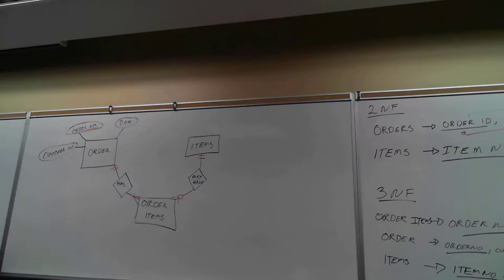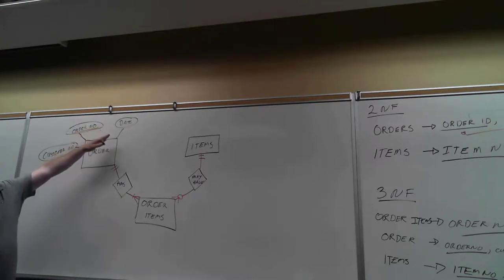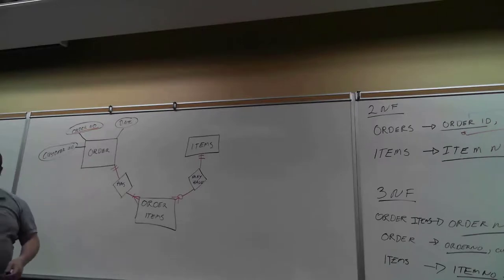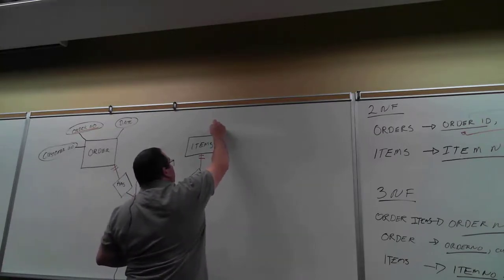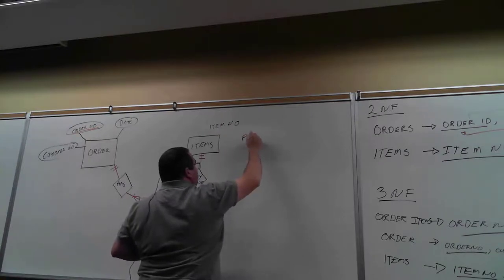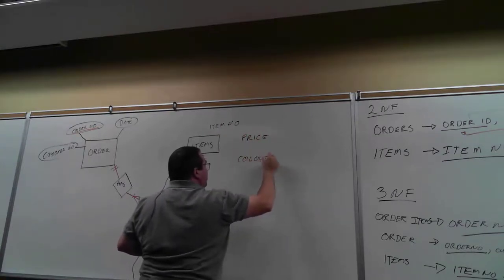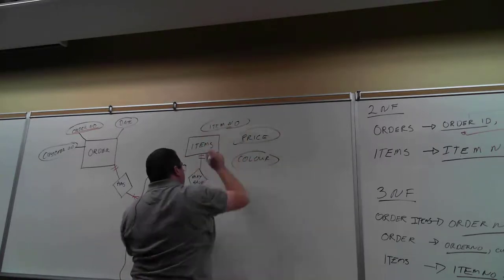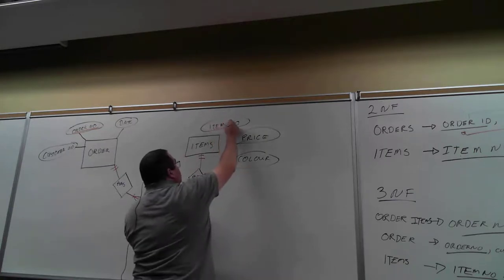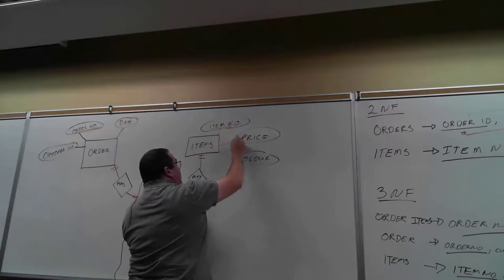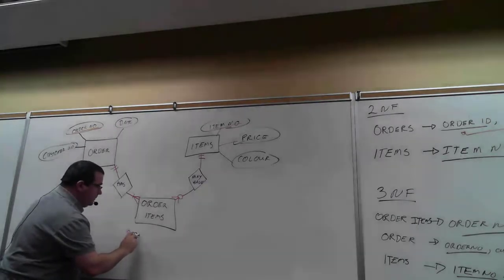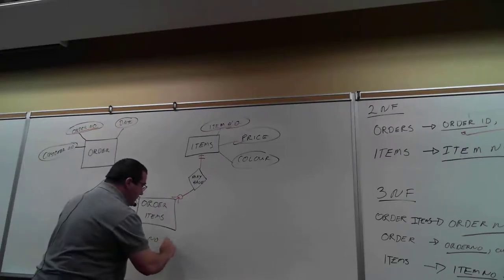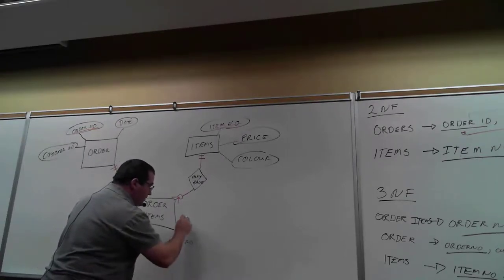So I just fully described my order based on my normalization. The order has an order number, which is its primary key. It has a date, and it has a customer number, since that's what we identified as part of the normalization process. The items have an item number, price, and color. And then the order items have an order number, an item number, and a quantity.